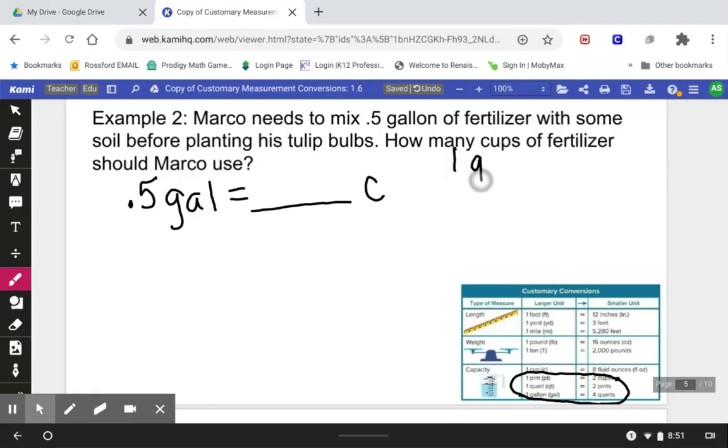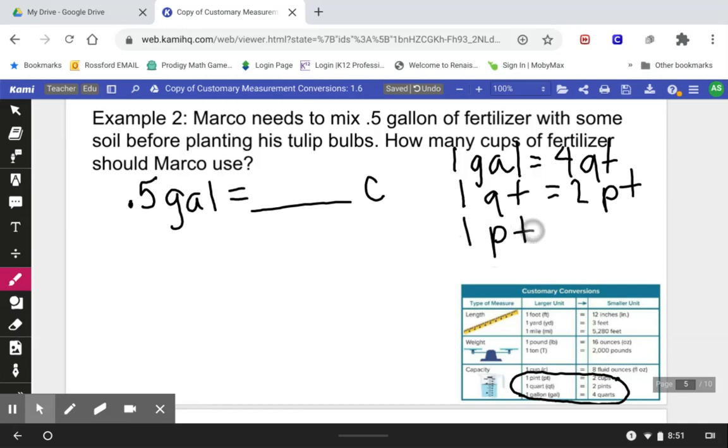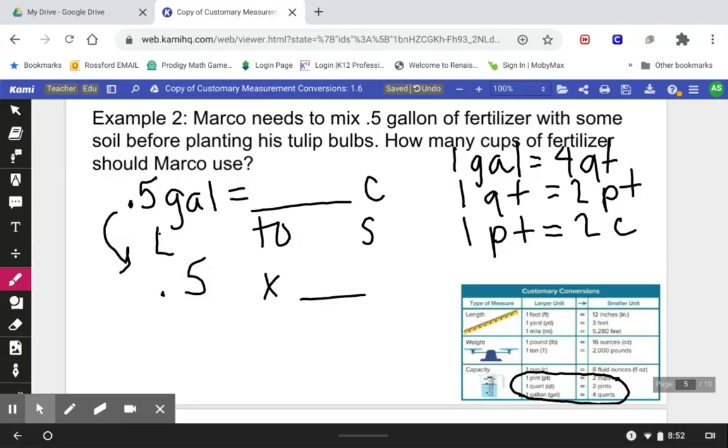So 1 gallon is 4 quarts. We know 1 quart is 2 pints. We know 1 pint is 2 cups. So in this problem, we are going from a large unit to a small unit. Large to small means we multiply all. Bring down what we know. We know 1/2. All right, we need to figure out what we're multiplying 1/2 by.